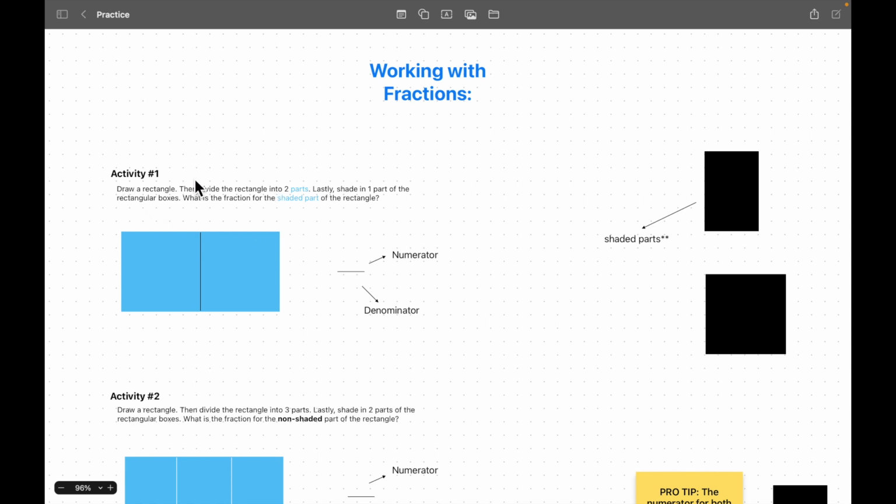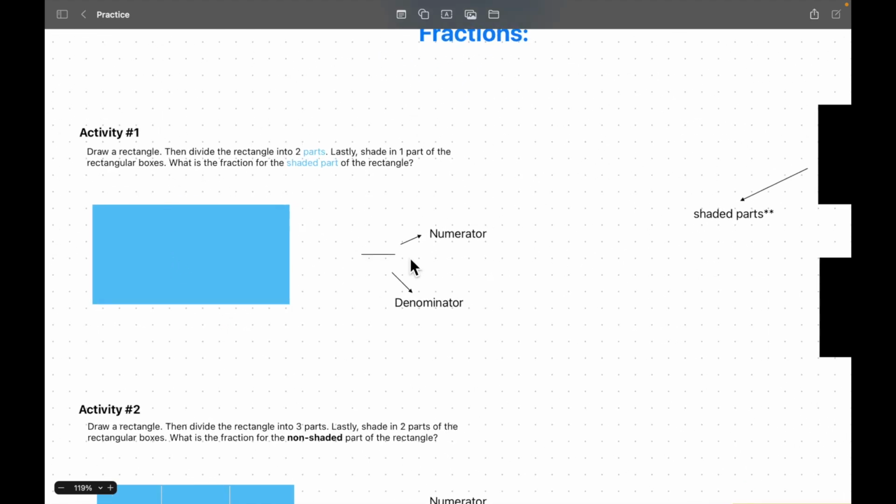So obviously, if it says draw a rectangle, then we will draw one. So I already drew one here. I will take away this bar. Okay, forget what happened. So here's a rectangle, and then moving on, it says then divide the rectangle into 2 parts. 2 parts. All right.